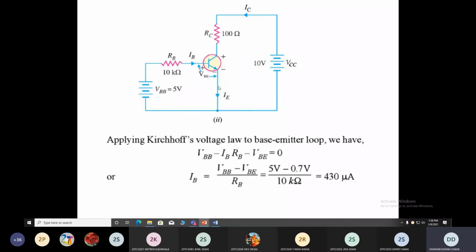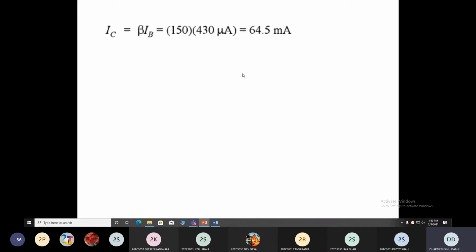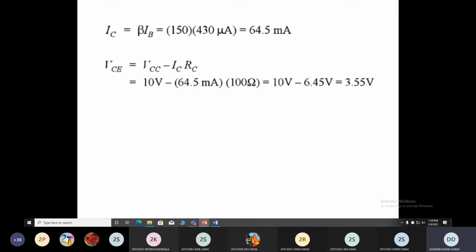So collector to emitter voltage is equal to what? VCC minus voltage drop across this RC, which is RC into IC. So give me the value of collector to emitter voltage. 3.5 volt. 3.55. 3.55 volt. Yes, very good. All of you get this answer?